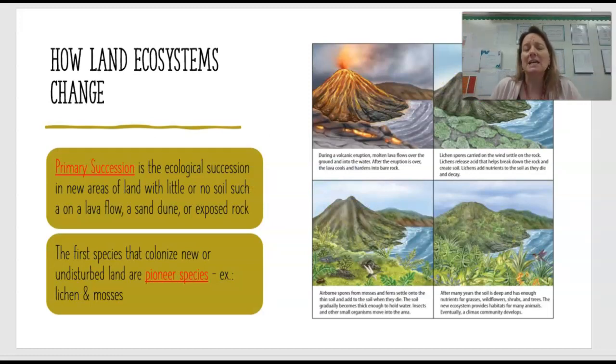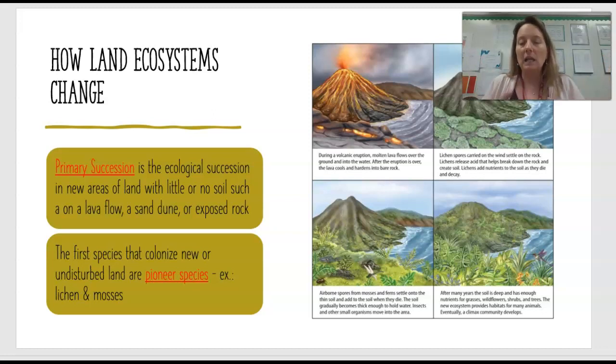Primary succession is ecological succession in new areas of land, okay, with little or no soil, such as on a lava flow, sand dune, or exposed rock. Okay, what happens is, let's say a volcano erupts and you've got all this lava that flows into the ocean and builds up new land. There's nothing on there. Nothing has ever grown there. The lava dries into rock, okay?